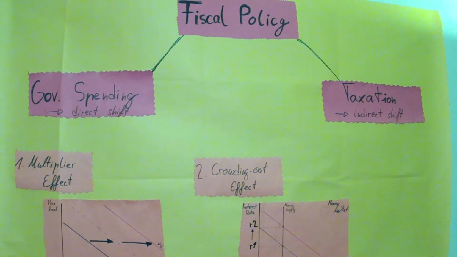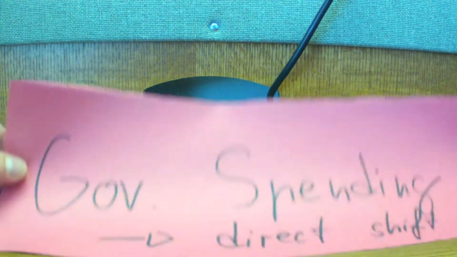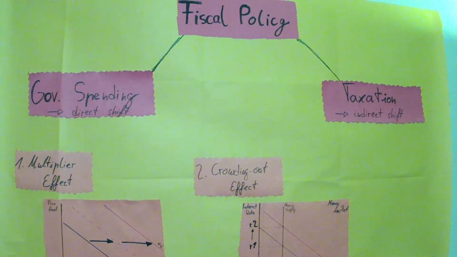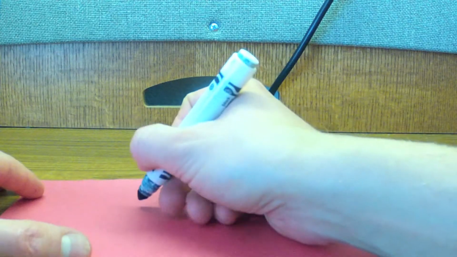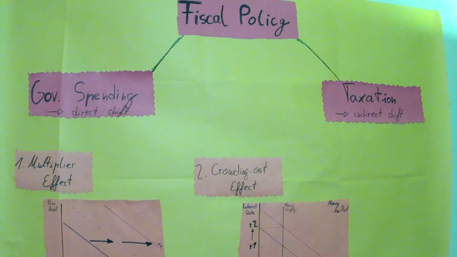Now let's get started. When we talk about fiscal policy, we talk about two main aspects. On the one side, that's government spending, and on the other side, that's taxation. While government spending implies a direct shift of the aggregate demand curve, taxation does only shift the aggregate demand curve in an indirect way.